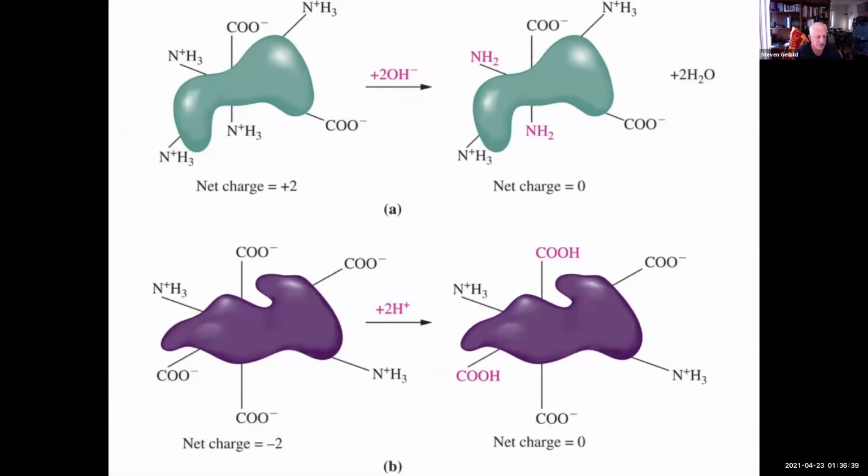So this is a net charge of +2. You can see the NH3 group here, NH3 group here. You add OH, negative hydroxide, which wants to collect a proton to turn it into water. So it takes that proton away from here.